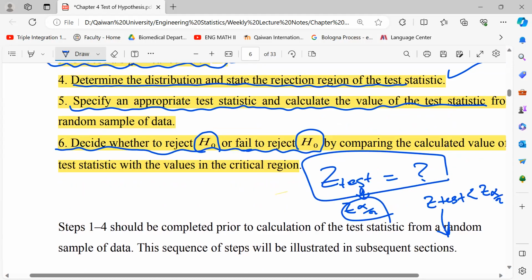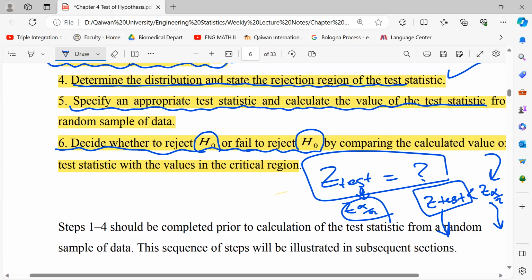We have a rule for this. And from the table, we could get this one. Okay, we have these two. We always find this one from the table and this one from the formula. The formula will be given. Okay, we compare these two. If this one is less, we say H naught is rejected. So the alternative hypothesis is true.